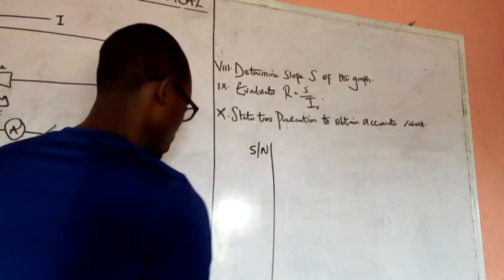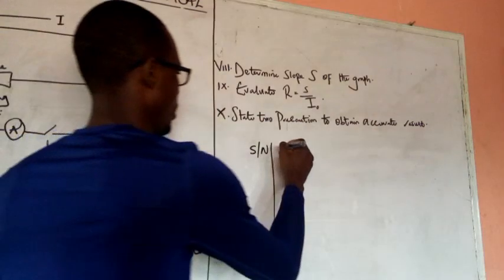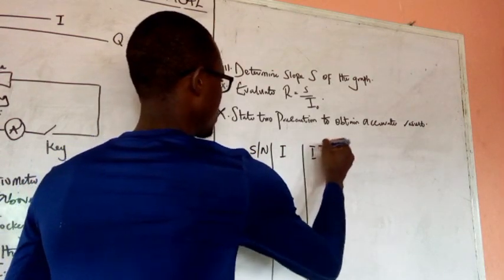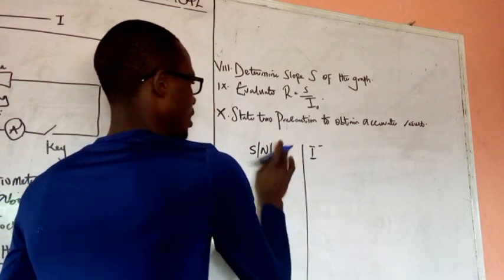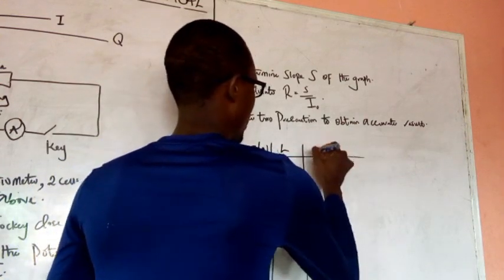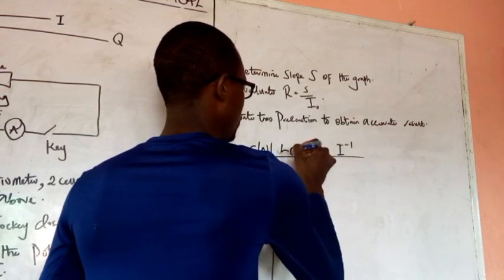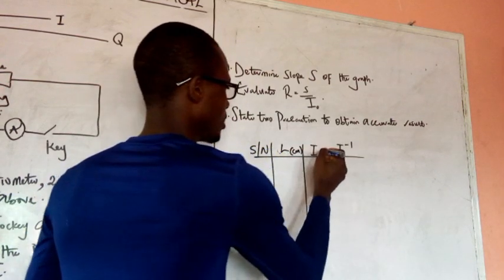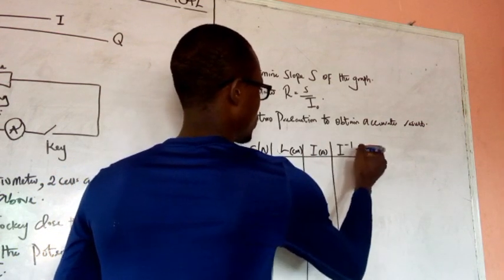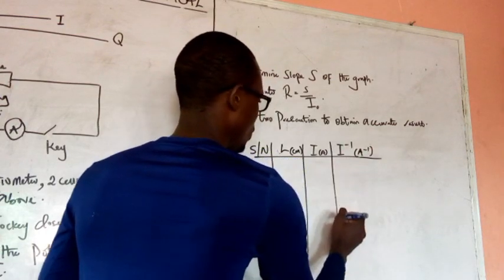Then what other values are we recording in the table? We are going to record our I, and in that case, we are going to find I naught. Okay, before that, let us put our L in place. So we have L, then we have I, and we have I inverse. However, you can put the units: centimeter for L, ampere for I, and this one is what? Ampere inverse.